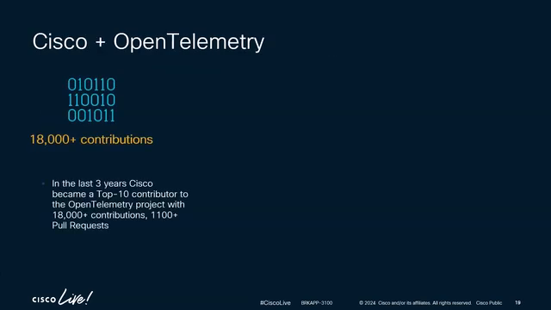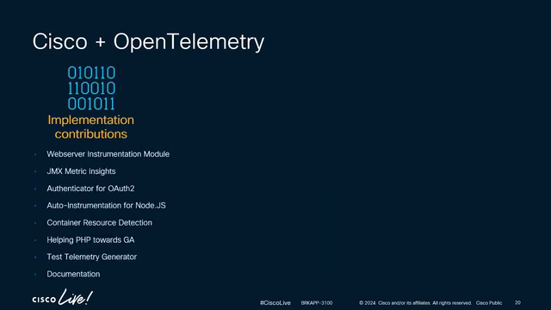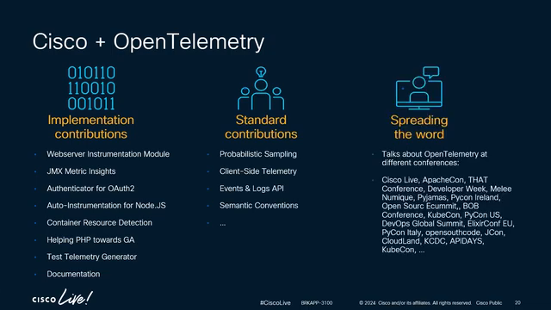Now, quickly, a few numbers. As I said earlier, 18,000 plus contributions from Cisco itself, 100 plus contributors, and obviously we have a huge community within Cisco, which talks and works day in, day out on this. More than this slide, I think the next slide talks about capabilities, which is pretty exciting. So from the left, just from an implementation contributions perspective, whether it's web server instrumentation, JMX metrics, container resource detection, test telemetry generator, these are all contributions which have been going on from our developers.